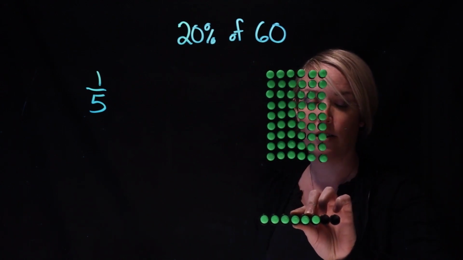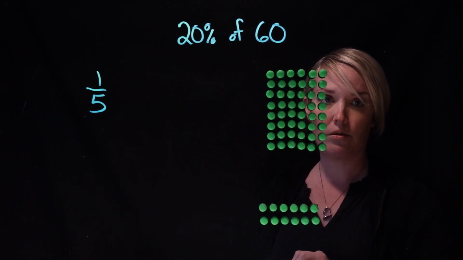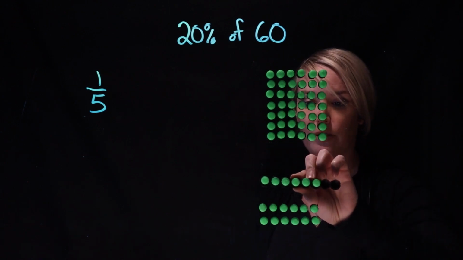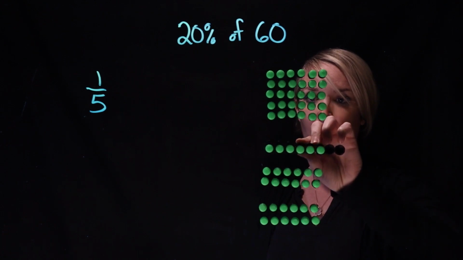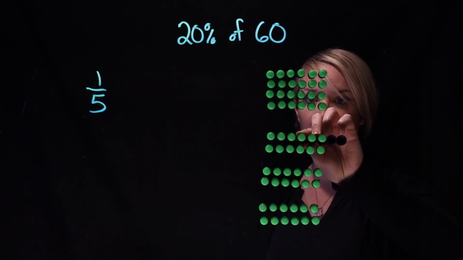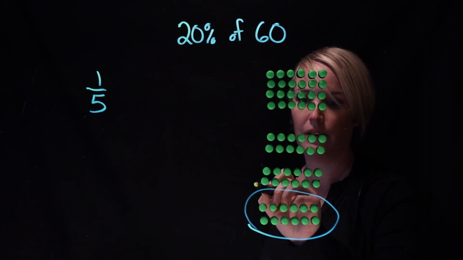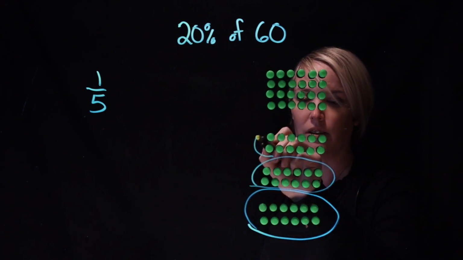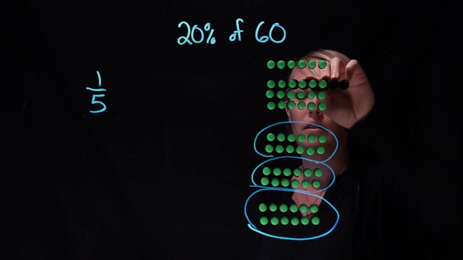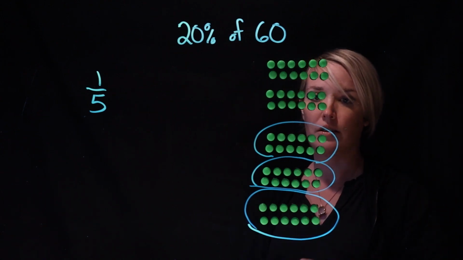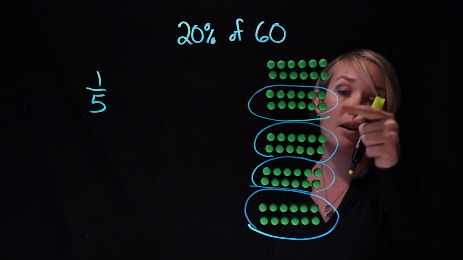So here is 1 equal group, and she's making 5 of them. So 2 equal groups, 3 equal groups, and I'll just circle them for you. There's 1, here's a second one, here's a third one, here's a fourth one. And she said, so 20% is one of these, how much is in one of these equal groups.